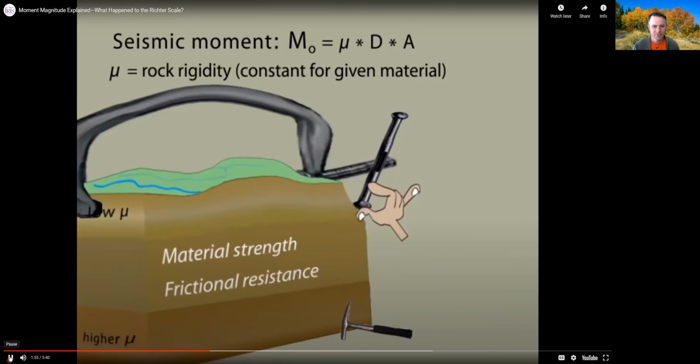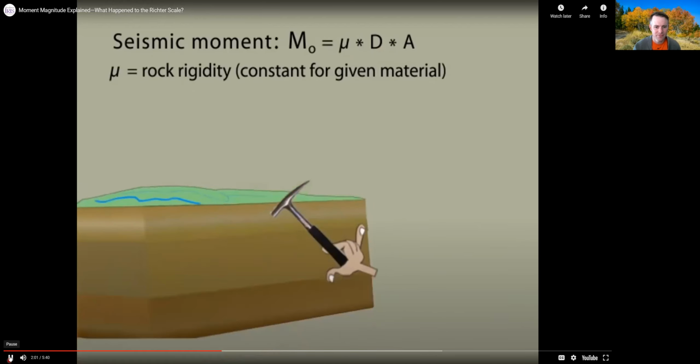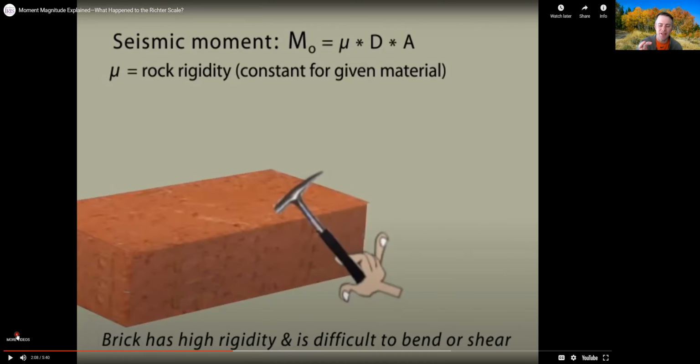More elastic energy is stored bending rocks of high rigidity than is stored bending rocks of low rigidity. For example, this brick has high rigidity and when bent or sheared would yield a strong earthquake. That means it takes more energy to break it, right? If you have a brick, you have to put a lot of energy into it before it finally breaks and moves. And so that high rigidity actually stores way more potential energy. And so when it does break, it goes.